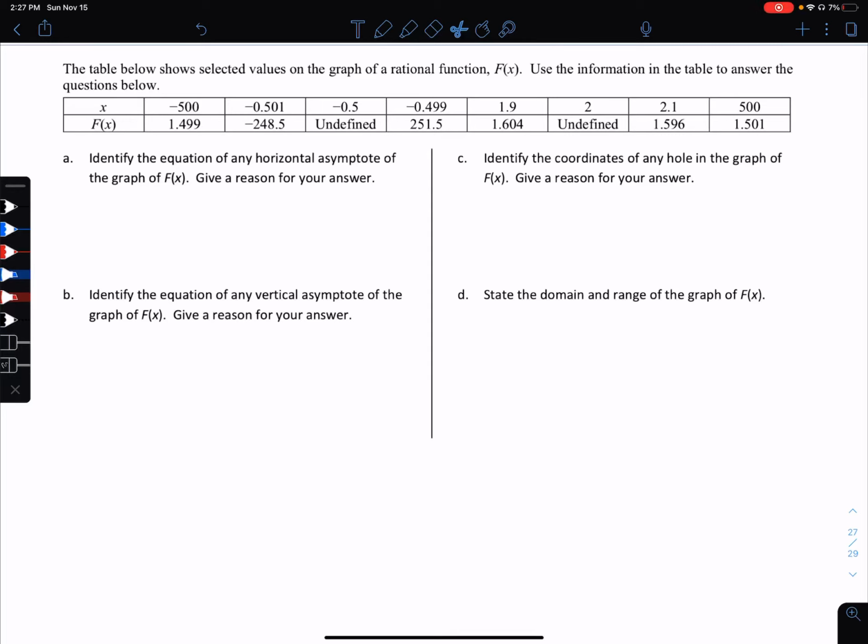This is pre-AP Calculus. We're in Notes section 5.6. We are looking at two different examples, each one given a table of values and trying to answer these questions that are being asked of us.